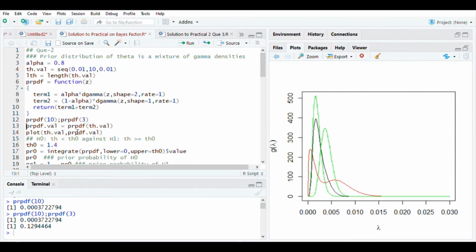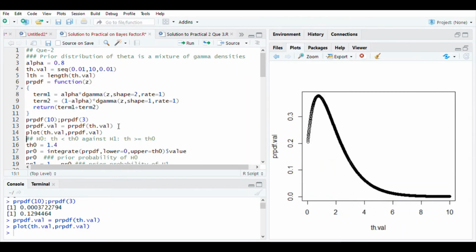Now I am calculating the values of the prior PDF for all these values in theta and I am saving it here in this vector. So let us run it and now let us consider the plot. So this is how the prior distribution looks. It is initially increasing, reaches its mode around 0.1 and then it goes on decreasing. So this is how the prior PDF looks.